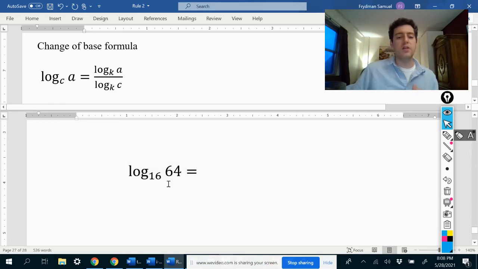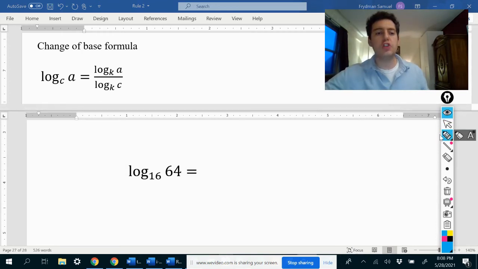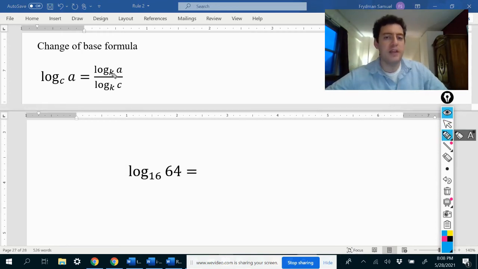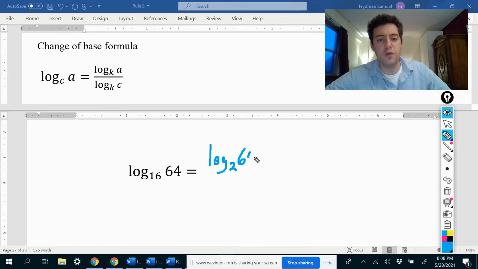But we can use the change of base formula over here, and that would make it a lot simpler. So we might notice that both 16 and 64 are powers of 2. So we can use 2 as our new base. We can choose 2 to be the base k over here, and then the 64 would just go over here, and the 16 would just go over here. So we can rewrite this as the log base 2 of 64 over the log base 2 of 16.